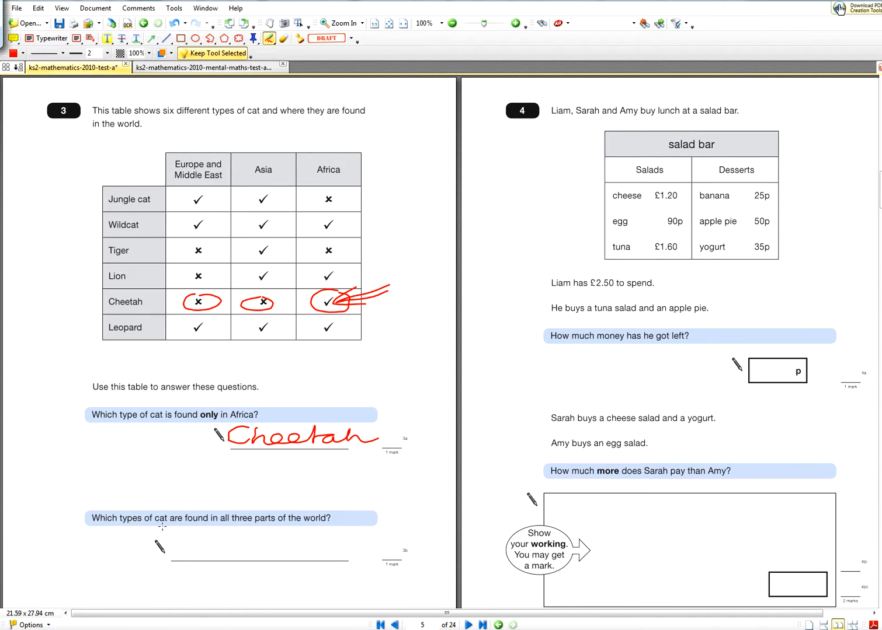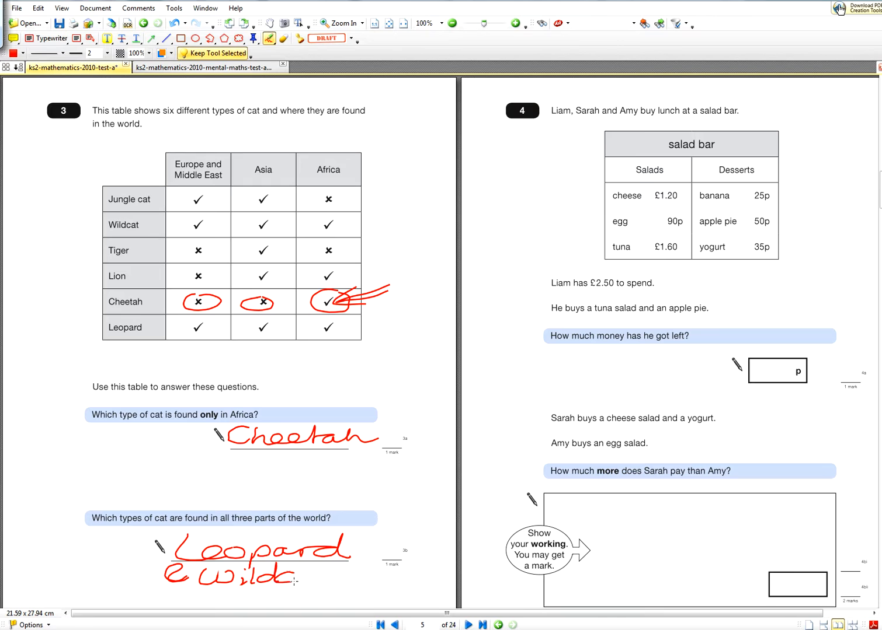Okay, which types of cat are found in all 3 parts of the world? So we're looking now for 3 ticks. Go, Mr. Rayan. It is a leopard. Well done, excellent. Any other answers? Go on. Wildcat. So here we're actually going to have 2 answers. So it's leopard and wildcat.